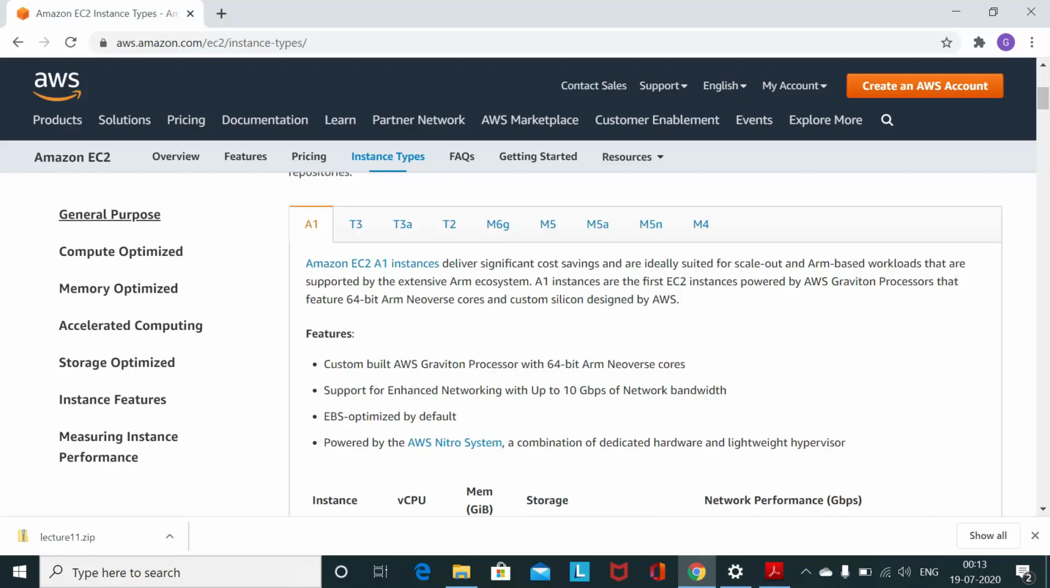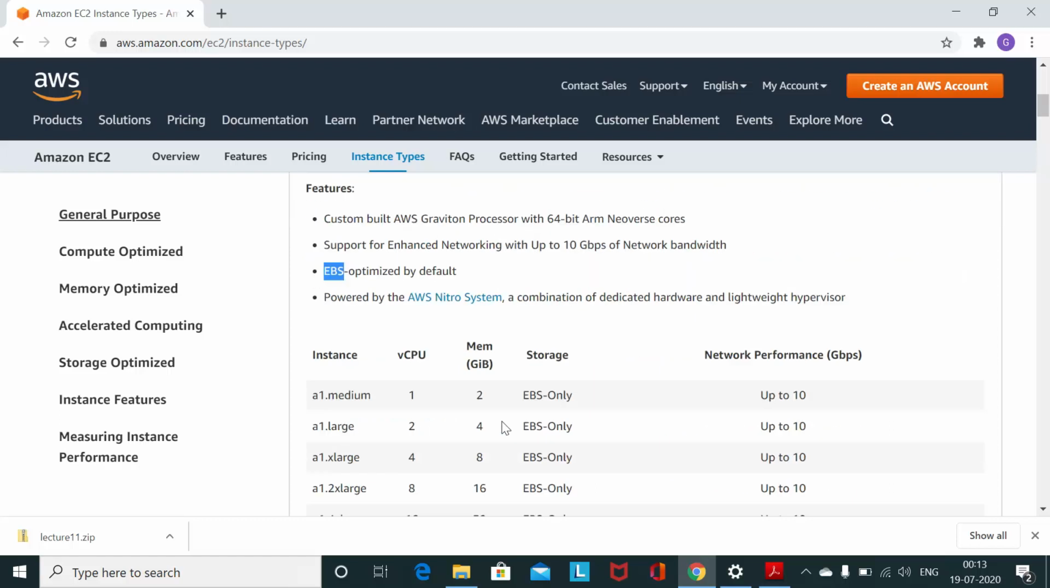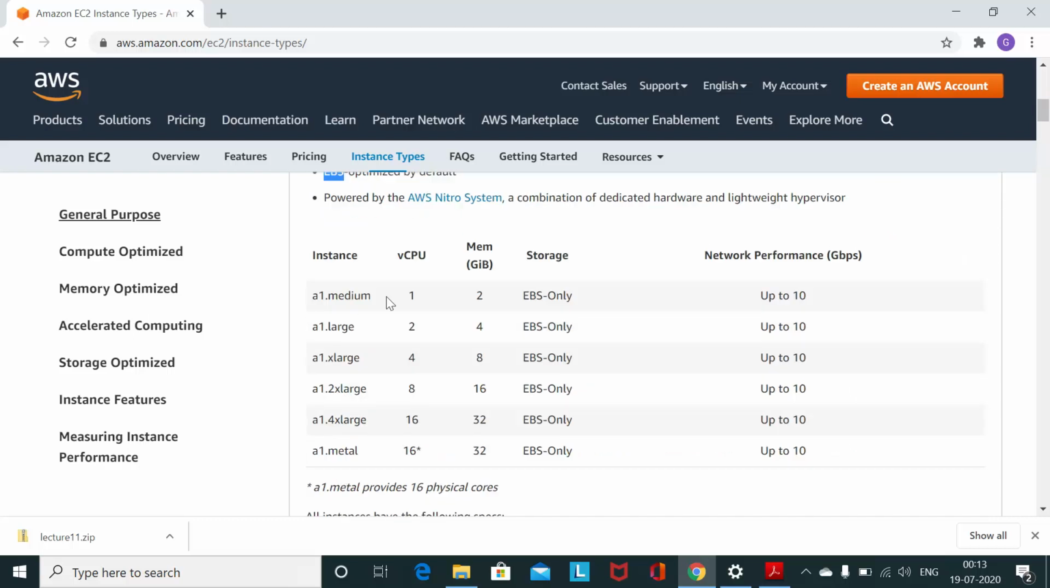EBS is optimized by default. EBS is Elastic Block Storage, and it is optimized by default. And it is powered by the AWS Nitro system. The AWS Nitro system is a combination of dedicated hardware with a very lightweight hypervisor. In this A1, it offers these variations. Let's look at the A1 medium instance. Here vCPU is virtual CPU. So it has one virtual CPU, 2 gigabytes of memory, only Elastic Block Storage is available for storage, and networking performance is up to 10 Gbps. This is fixed. What is the variation? As this increases, the virtual CPU and the memory increase. So the user can choose any one as per their requirement.